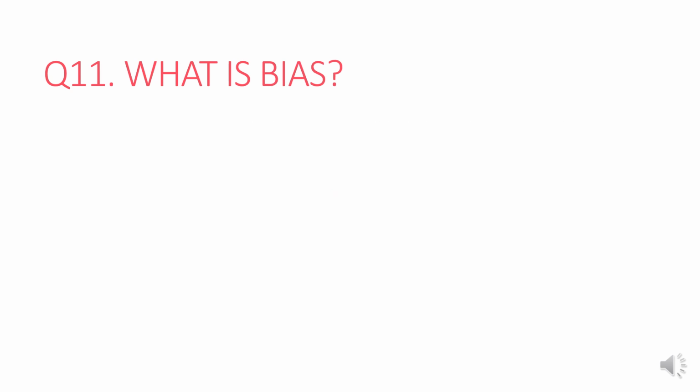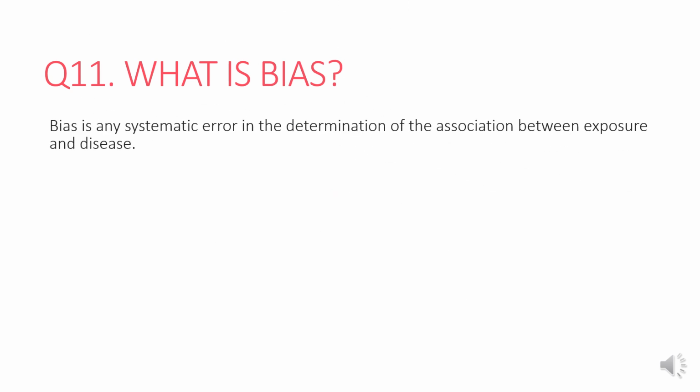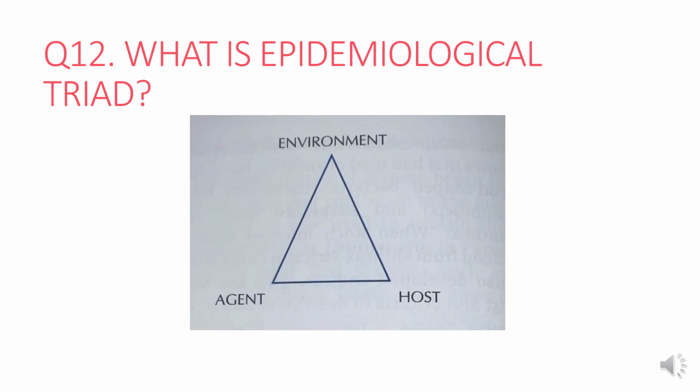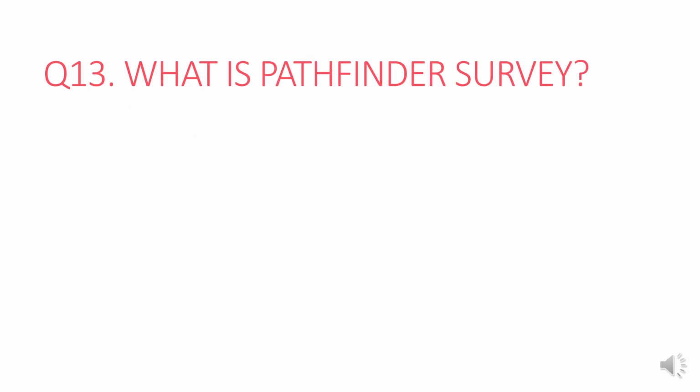What is bias? Bias is any systematic error in the determination of the association between exposure and disease. Next question is, what is epidemiological triad? It consists of the environment, agent and the host.